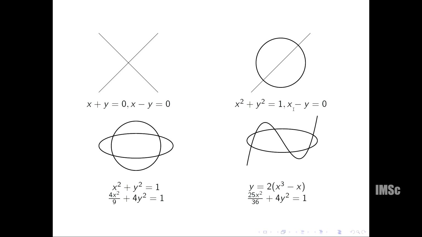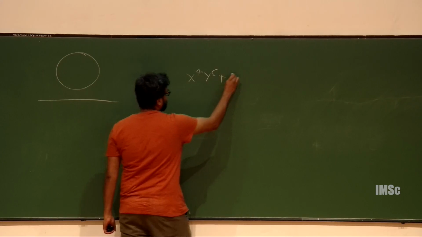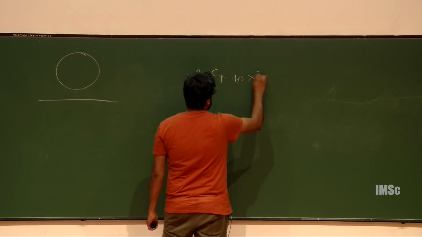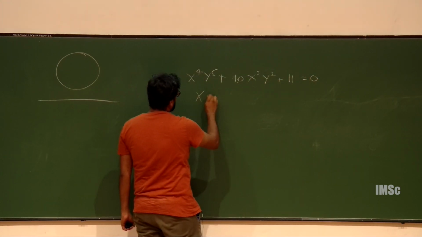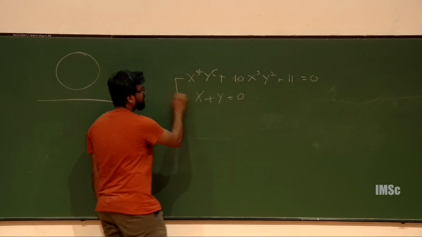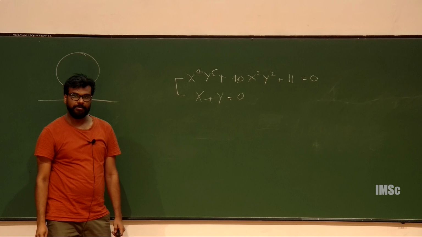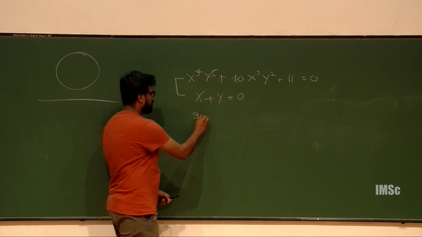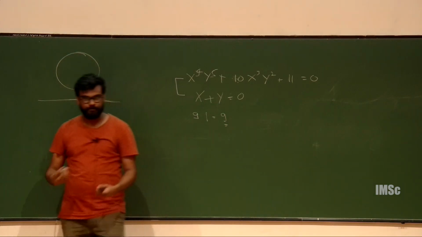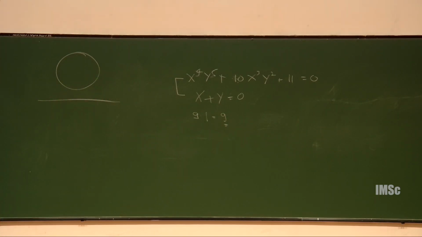So the expectation is, if you take some geometric objects which are defined by some combination of two variables, like x^4 y^5 plus 10 times x cube y square plus say 11 is 0, and you take x plus y equal to 0, and you intersect these two things, how many points will I get? At most, I will add these two degrees up: 9 and 1, so at most I will get 10 points. That is a prediction one can make by seeing these objects.